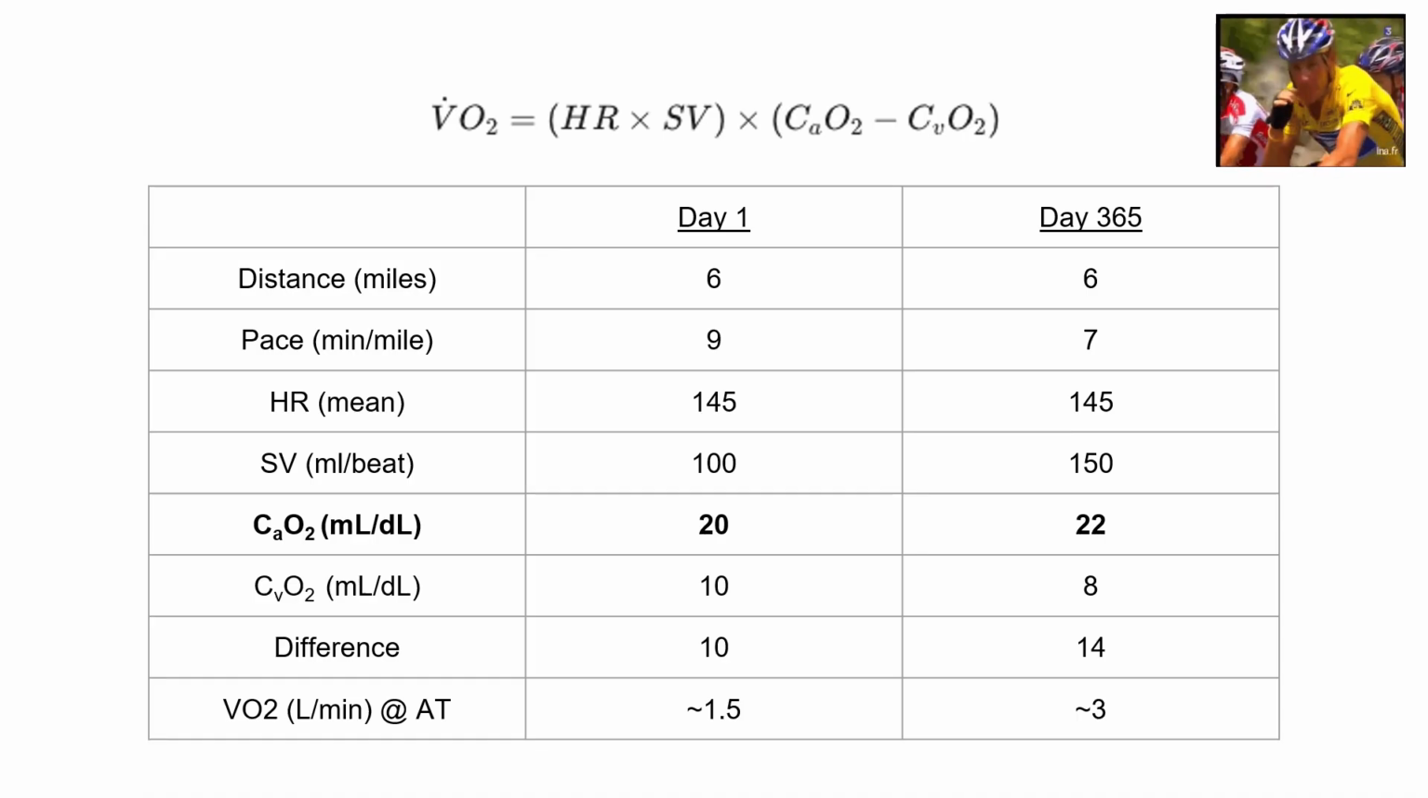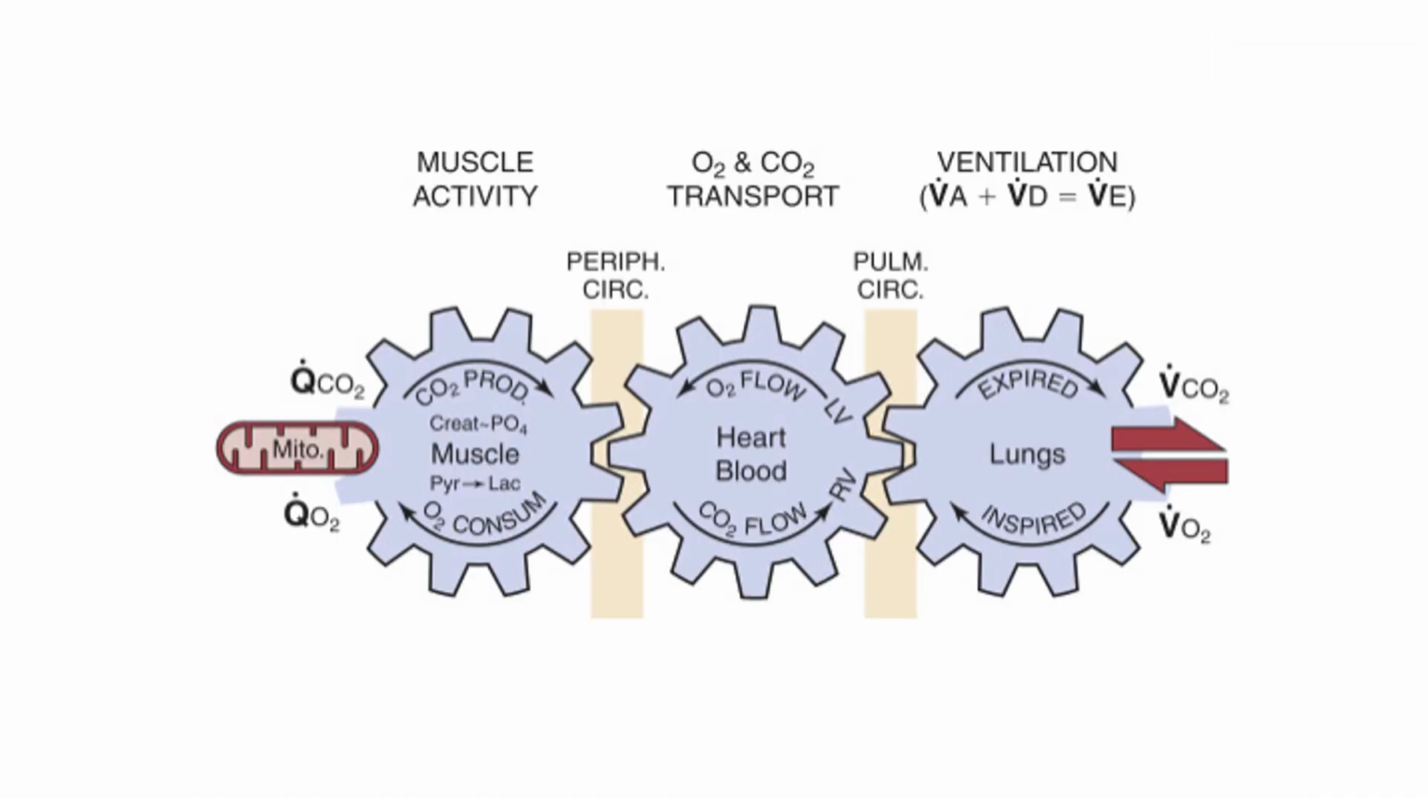Lance Armstrong. This is Karlman Wasserman's famous gear wheel analogy for how we think of a CPET and the physiology that we're testing. On the right hand side, you can see we have ventilation.